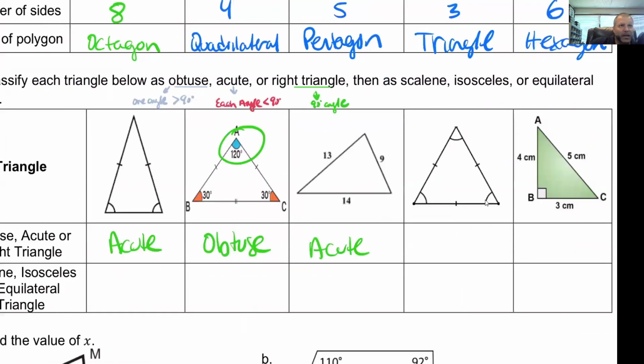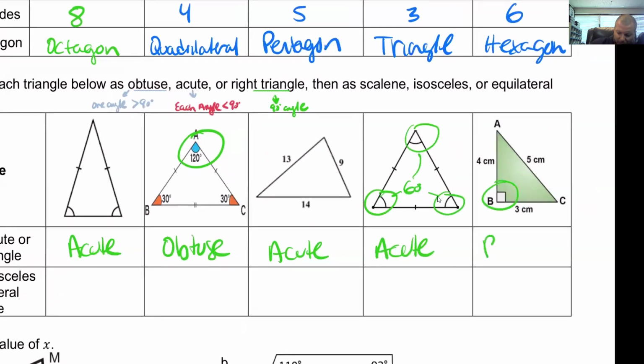In this one, these little arc measurements mean that each of the angles are the same. There are 3 angles that are all the same, and there are 180 degrees in a triangle, so each of these angles is 60 degrees. This is an acute triangle. And then here, obviously, we got a right angle, so we got a right triangle.